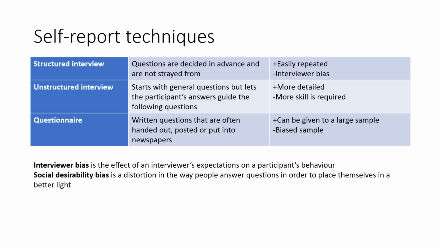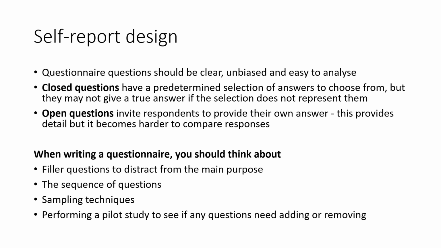And then you've also got the questionnaire, which are written questions that are often handed out, posted, or put into newspapers. It can be given to a large sample, but obviously this sample is biased because it's similar to volunteer bias. You've also got interviewer bias, which is the effect of an interviewer's expectations on a participant's behaviour. And then social desirability bias, which is a distortion in the way people answer questions in order to place themselves in a better light.